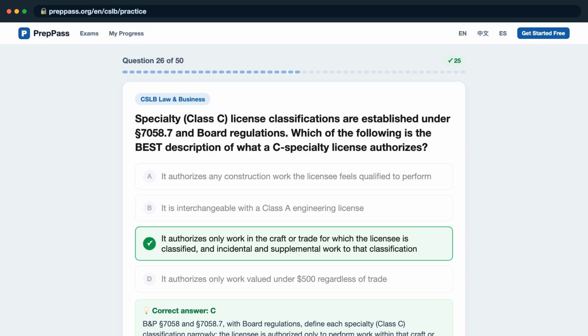The correct answer is C. BNP Section 7058 and Section 7058.7, with board regulations, define each specialty, Class C, classification narrowly. The licensee is authorized only to perform work within that craft or trade and any work that is incidental and supplemental to it. Performing work outside one's classification is grounds for discipline.